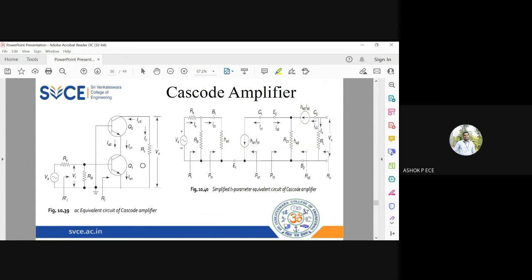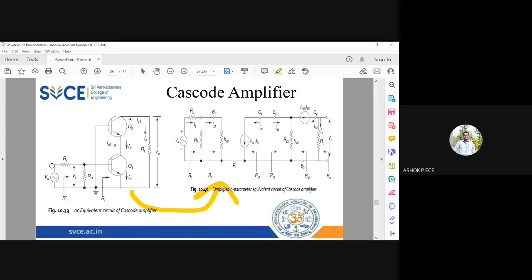From the AC equivalent circuit, I can draw the H parameter equivalent circuit. Since you have two transistors Q1 and Q2, I'm representing the currents by IE1, IC1, IB1 for transistor 1, and IE2, IC2, IB2 for the second transistor. From this diagram, I am drawing the H parameter equivalent circuit.